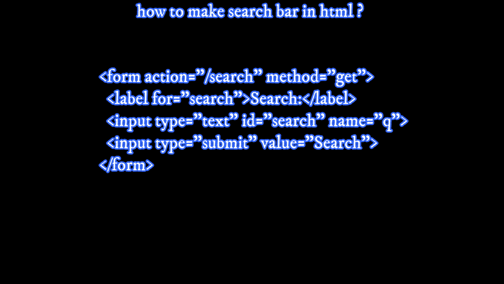The label element provides a text label for the input field, and the for attribute matches the ID attribute of the input field. The input element with a type of text is used to create the search box, and its name attribute specifies the parameter name that will be sent to the server when the form is submitted. Finally, the input element with a type of submit creates a button to submit the form. When the button is clicked, the browser sends a request to the URL specified in the action attribute, with the search query as a URL parameter.